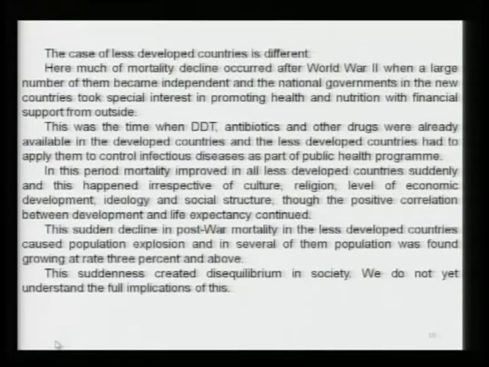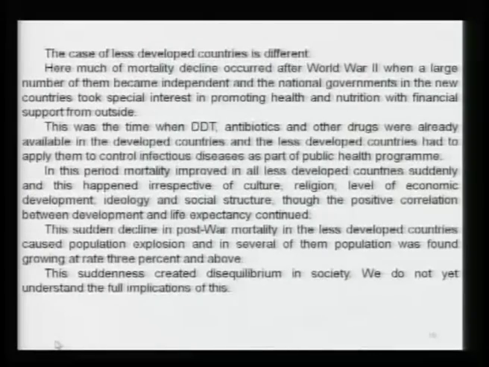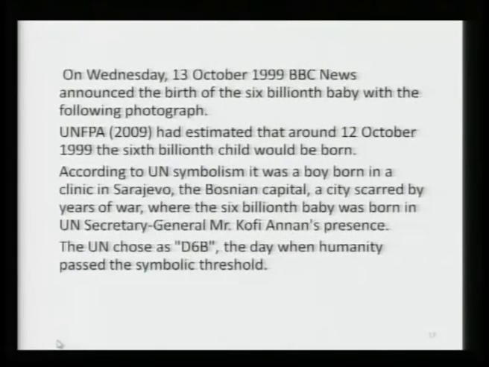in several of them population was found growing at a rate of 3% and above. You see, when a population grows at a rate of 3%, then the doubling time is 23 years. In 23 years time population doubles. This suddenness created disequilibrium in society. We do not yet understand the full implications of this. What is the impact of population on society?